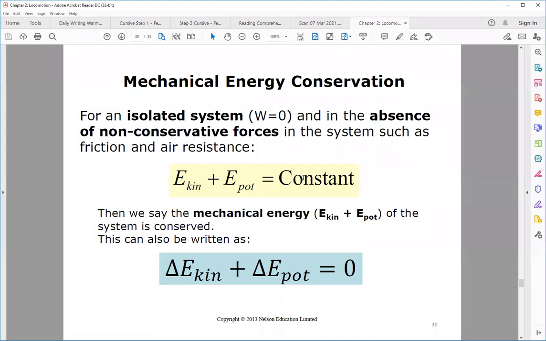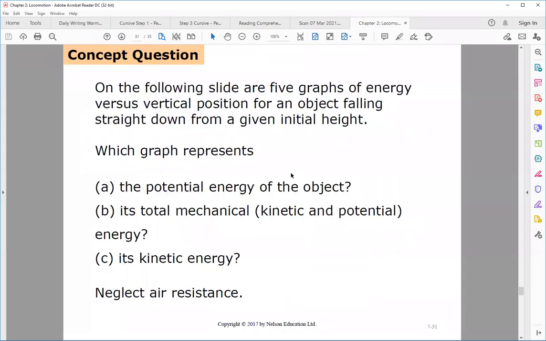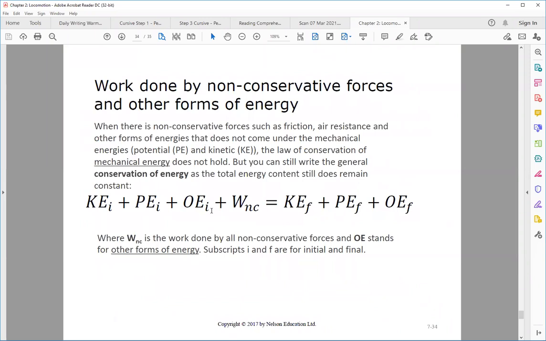Why? Because we still need to include the contribution from the non-conservative forces in the form of work done by those forces, and also eventually by some other energies. Now, how do we include that? First, I would say that kinetic energy, that's what the KE stands for. So the KE stands for kinetic energy.